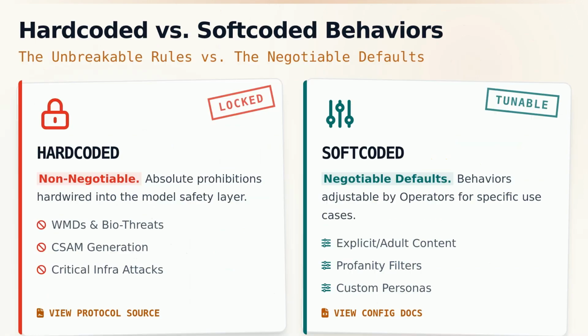This is critical for any developer using the API. Claude's behaviors are split into two types: hard-coded behaviors are non-negotiable. These are the absolute nevers, like generating instructions for WMDs or creating CSAM. But then there are soft-coded behaviors. These are defaults that can be changed. For example, by default, Claude avoids explicit content. But an operator building, say, a creative writing tool for adult fiction, can get permission to turn that filter off. This provides a clear distinction between fundamental safety and customizable personality.